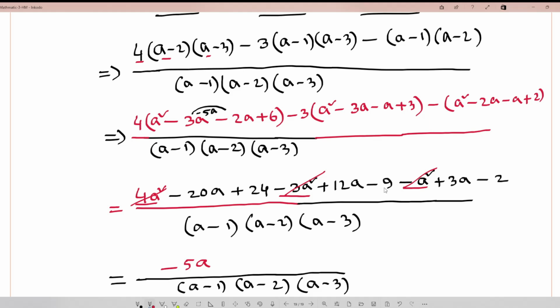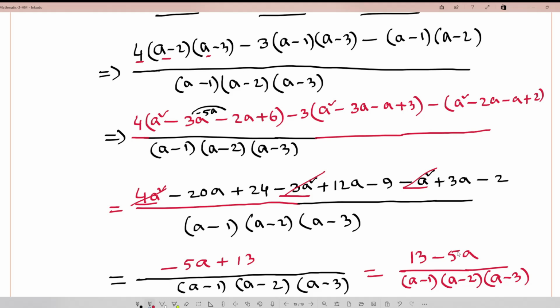Again here is 24. Here is minus 9 and here is minus 2, it's minus 11, and so we can write 13. So our answer is 13 minus 5a, divided by a minus 1, a minus 2 and a minus 3. Okay, this is our answer.